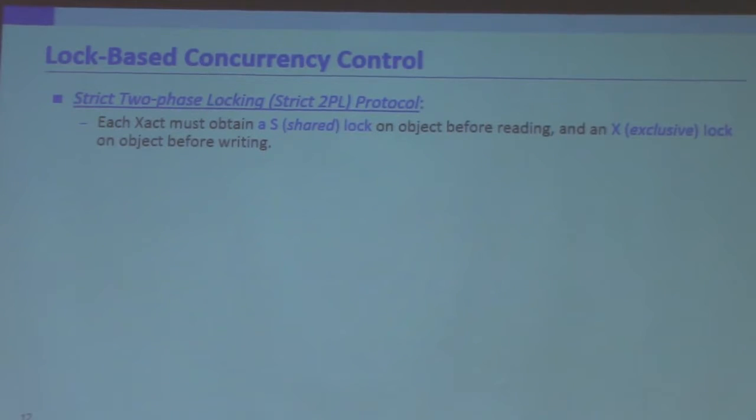And this is what you will be implementing in your lab file. You will implement strict two-phase locking (strict 2PL) in your lab file. Okay? So what's strict 2PL? First of all, I introduced the concept of locks. We introduced the concept called locks.